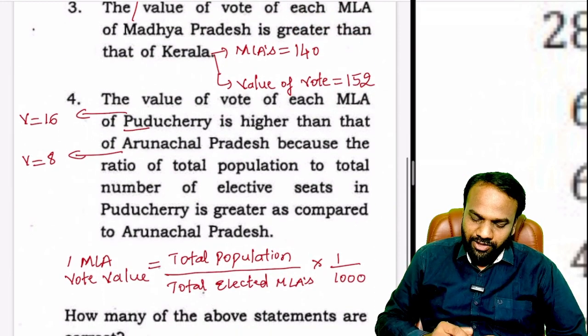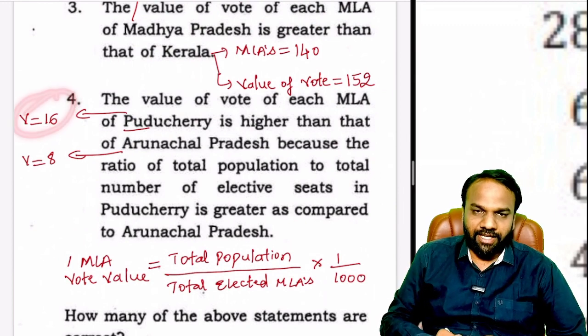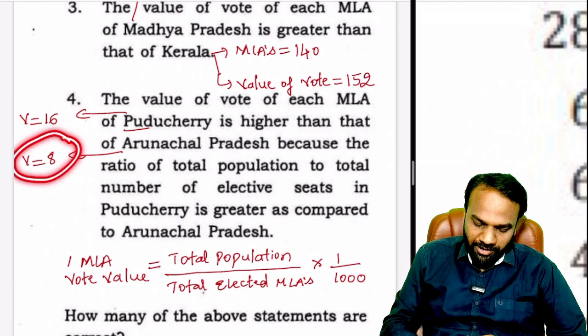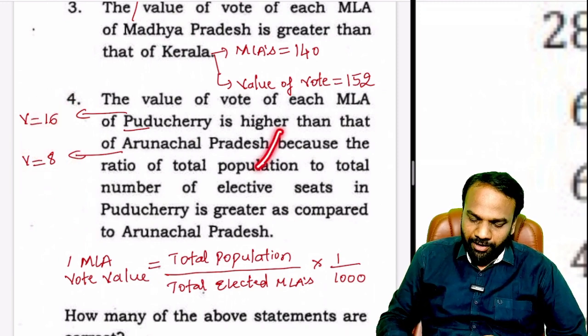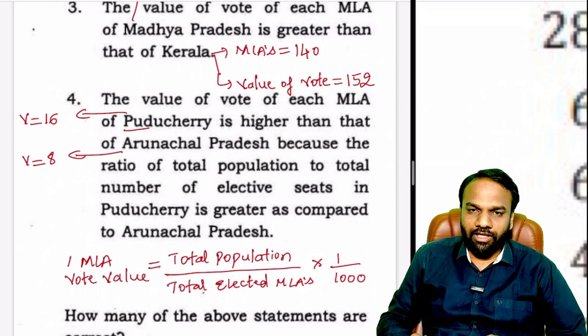Now coming to the fourth statement: the value of the vote of each MLA of Puducherry, which is 16, is higher than that of Arunachal Pradesh, which is 8. 16 is greater than 8. So here we completed the first part of the fourth option.